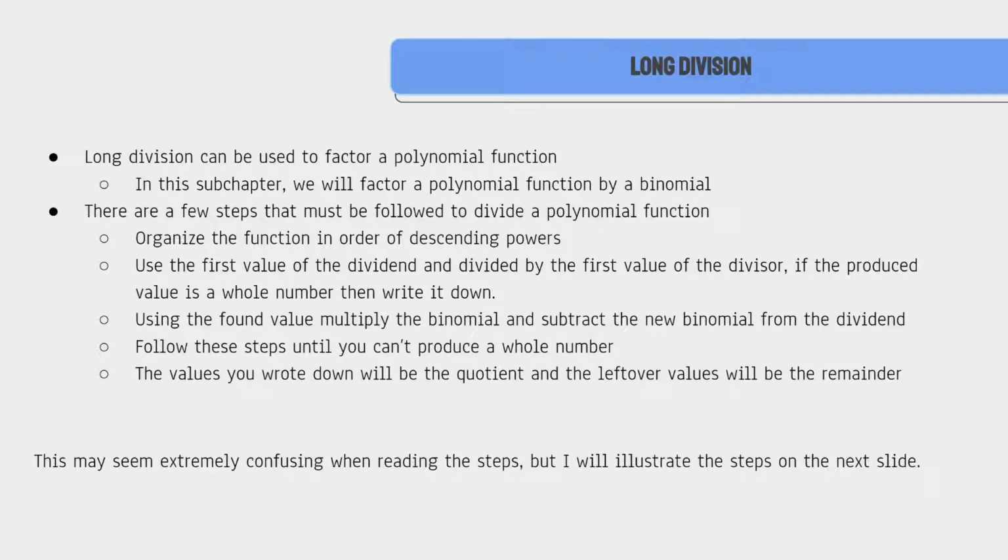Then, use the first value of the dividend and divide it by the first value of the divisor. If the produced value is a whole number, then you should write it down. Then, using the value you found, multiply the binomial and subtract the new binomial you got from the dividend. You should follow these steps over and over again until you can no longer produce a whole number. Lastly, the values you have jotted down will be the quotient, and the leftover values will be the remainder. Again, hearing or reading this may seem extremely confusing, but I will illustrate these steps on the next slide using an example.